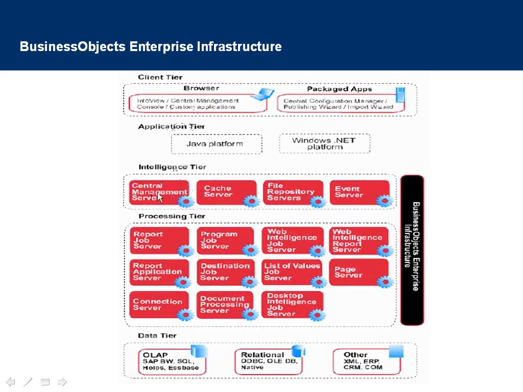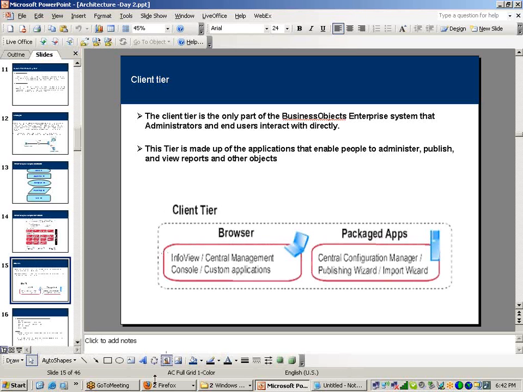So it manages the objects, it manages the security, it manages the repository, and maintains the integrity between the servers. Any information should be passed from your CMS only. The first thing that comes into the picture is CMS. CMS is the central process which will manage the whole business objects environment. Right now, the SIA has come into the picture in your business objects XI R3.0, where I will show you.